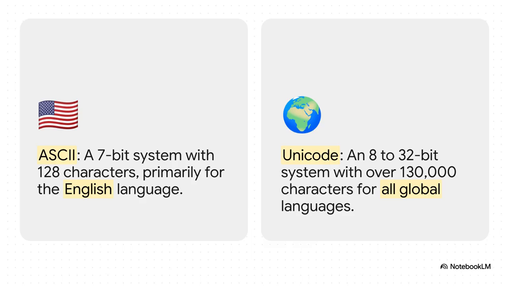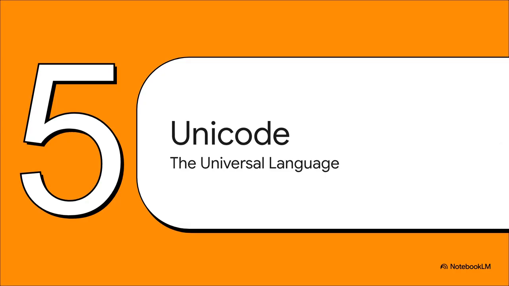That's why the world shifted over to Unicode. By using more bits, anywhere from 8 up to 32, it created a massive space for characters. The result? We're talking over 130,000 symbols, representing virtually every language on Earth. Plus, of course, all the emojis we use every day. You know, this shift to Unicode was one of the most important, yet invisible, upgrades in digital history.